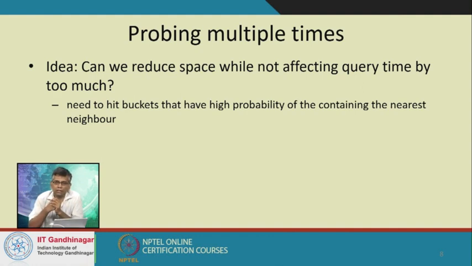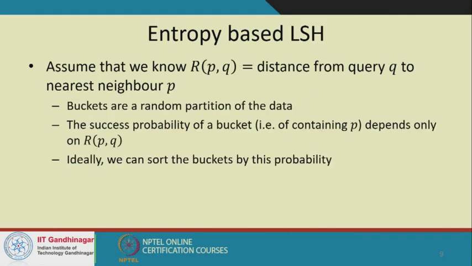Can we implement this algorithm? The basic problem is as follows: how do we know this particular probability distribution?